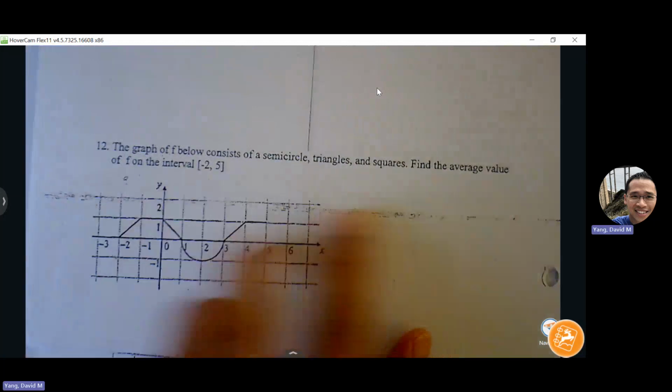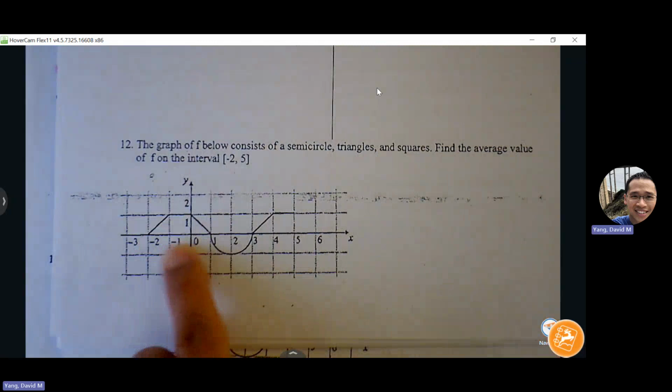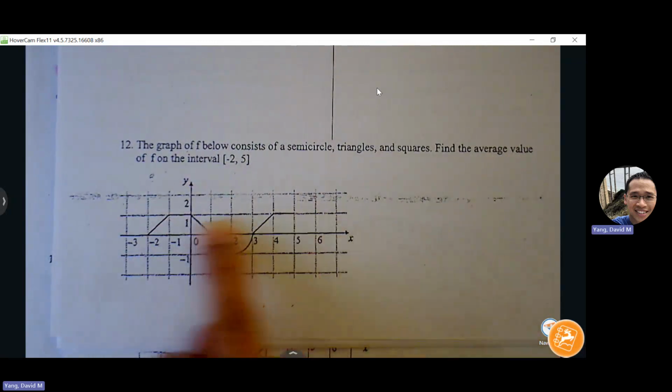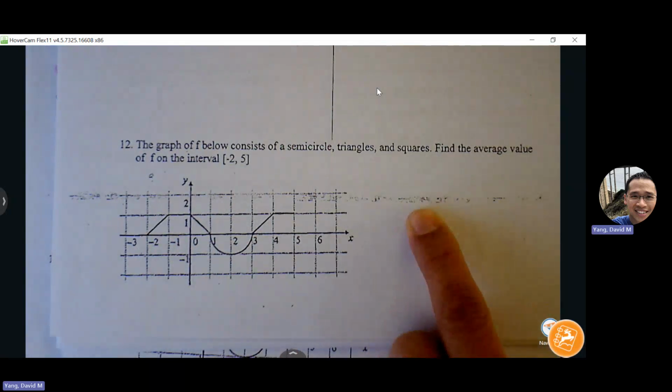And then number 12, it says find the average value. So this is the average value theorem, but we're going to add up the areas that we see here. So you'll see a problem like this on the test.